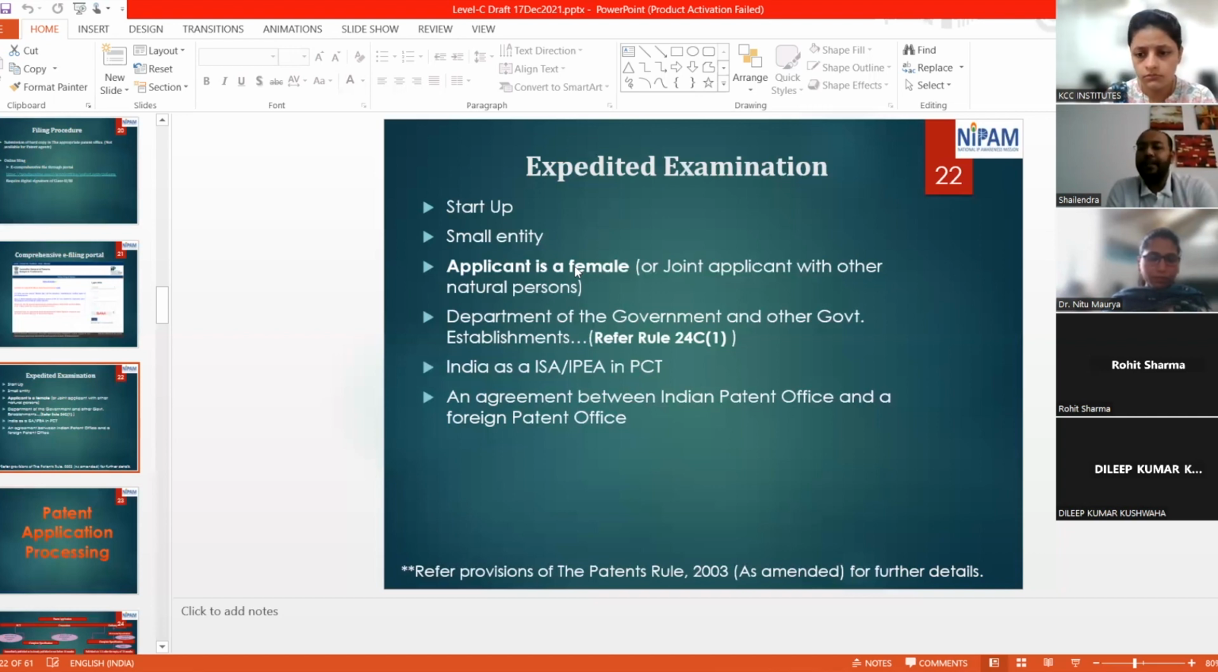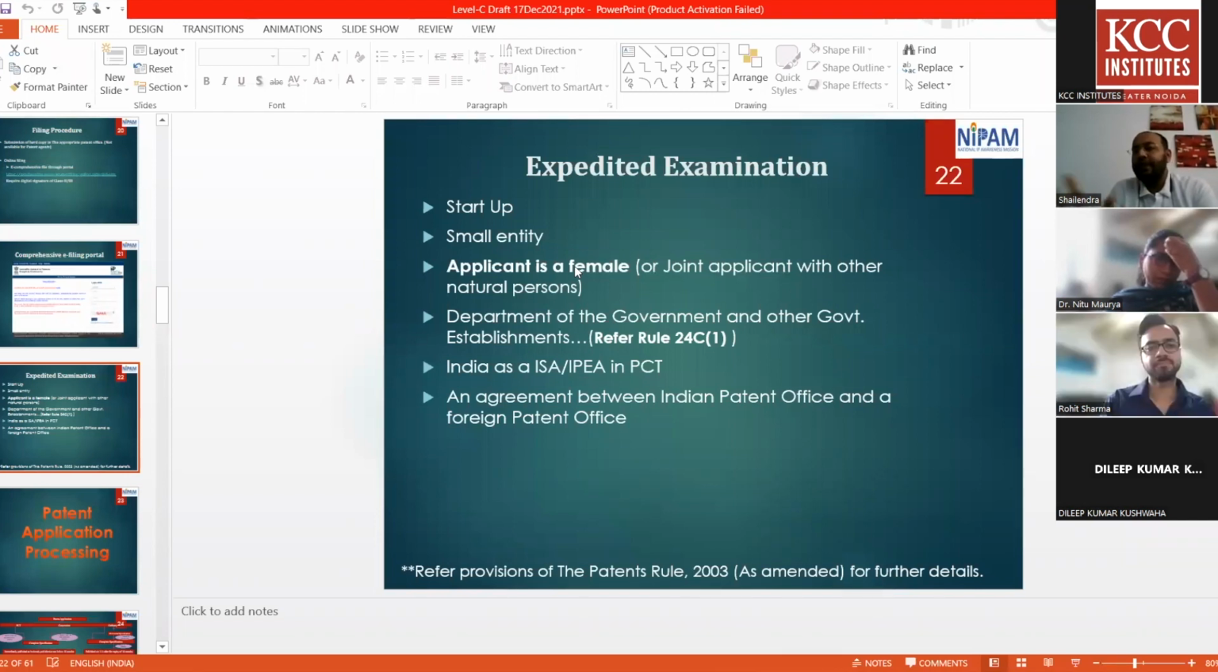In the expedited examination process, if you come under the categories written on the screen, like startup, small entity, or if any of the applicants is a female, meaning any applicant, because there can be multiple applicants in an invention, then in that case you can go for the expedited examination. If you are a government organization, like these, if you come under these categories, you can go for this expedited examination. And what is the actual benefit? The benefit is that you are going to get the patent in a very short time, maybe in a year or a year and a half.